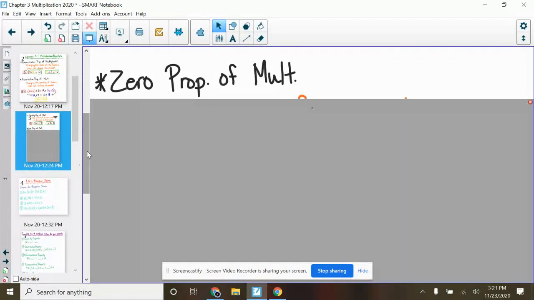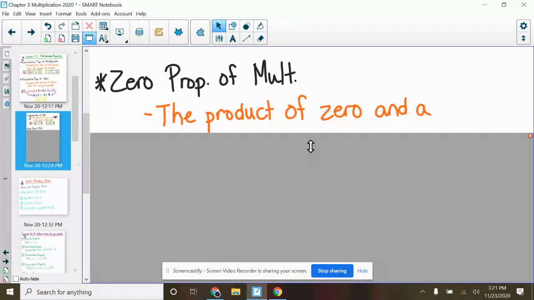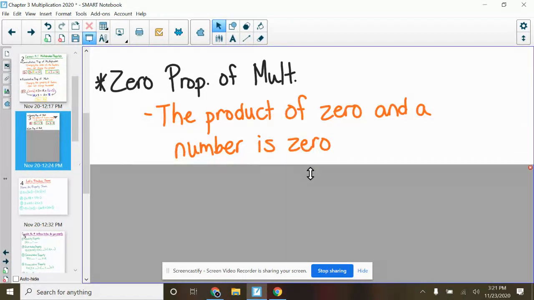The zero property of multiplication tells us that anytime we multiply a number by 0, the product is going to be 0. Now this is different with addition, because anytime we take a number and add it to 0, our answer is always going to be that other number. That's kind of what that identity property was telling us a minute ago. But when we're in multiplication, this is reversed. So if I take a number and multiply it by a 0, the end result is not going to be that other number like it is in the identity property, but it's going to be 0.